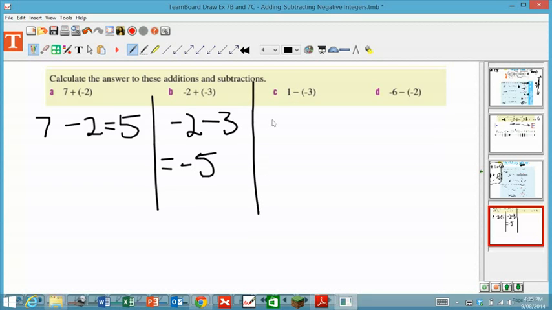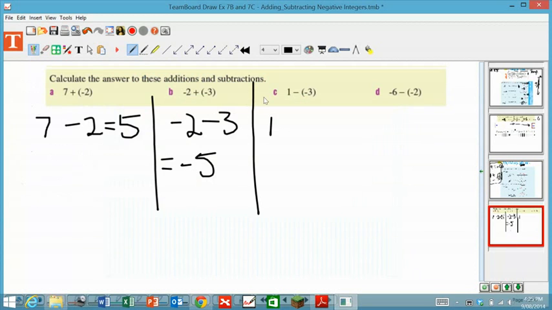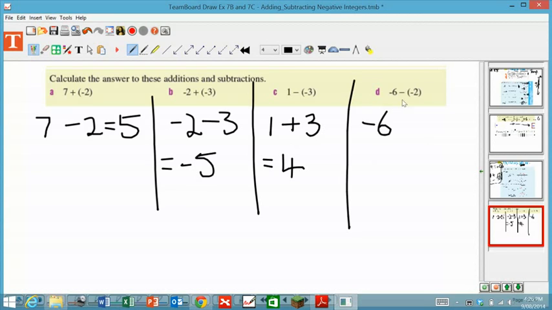Okay, C. Write 1, 2 negatives. Two negatives, they're the same, they give us a positive. So I rewrite those two negatives, I write it as a positive, so 1 plus 3 gives us 4. Okay, these aren't that difficult, are they? Minus 6, minus 2, so it actually makes it a positive 2, which gives us, start at minus 6, add 2, so we're going more towards positive, takes us to minus 4.